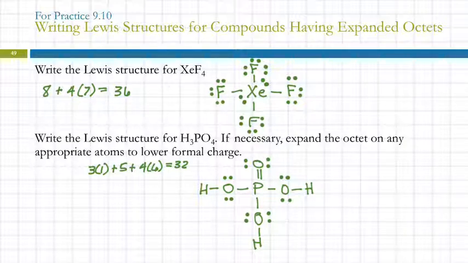By expanding the octet on phosphorus, we get lower formal charges. They can all be zero. And this is not just some game that we're playing with letters and dots. This actually matches up with what is observed structurally of these actual compounds. There is a double bond with that oxygen.